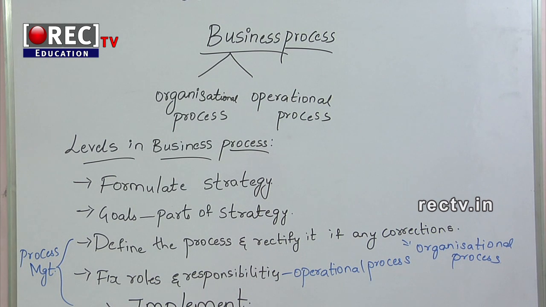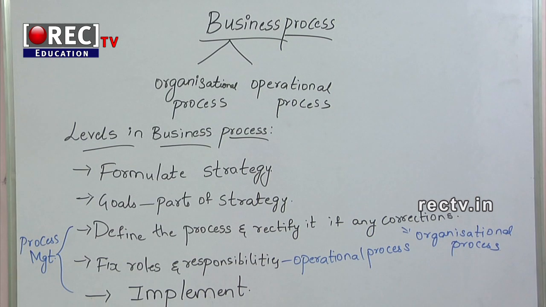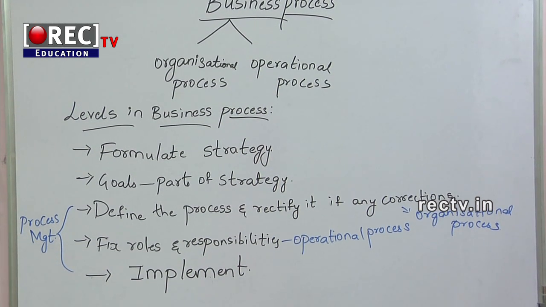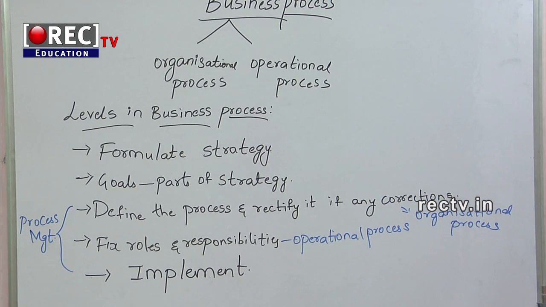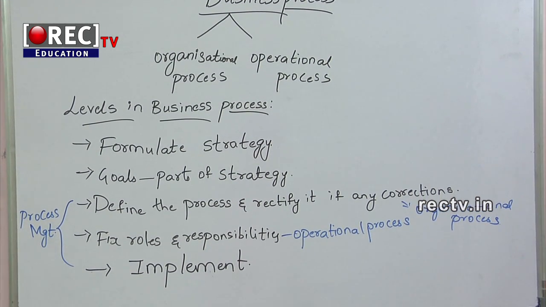Defining the process, fixing roles and responsibilities, and implementation, these 3 we have already seen in process management. So the levels in business process are nothing but an extension of process management. Here, defining the process and rectifying it is done at the organization level, that is the organizational process. Fixing roles and responsibilities is done by middle-level or bottom-level people, and this is nothing but the operational process.